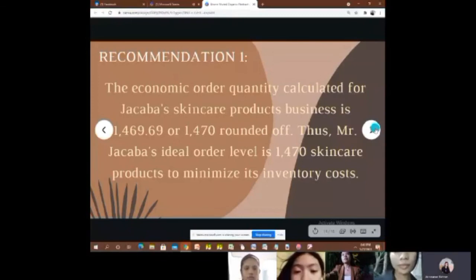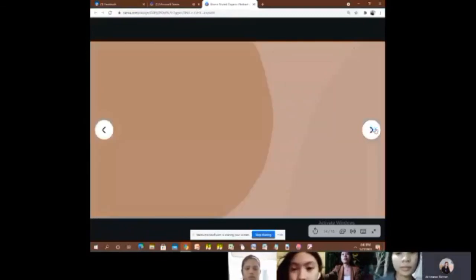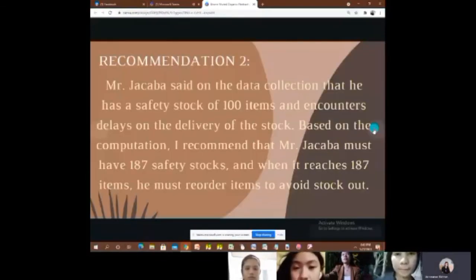And as for the second recommendation, Mr. Hakaba said in the data collection that he has a safety stock of 100 items and encounters delays on the delivery of the stocks. So based on the computation, we recommend that Mr. Hakaba must have 187 safety stocks, and when it reaches 187 items, he must reorder items to avoid stockout.